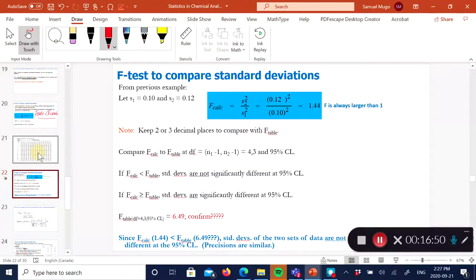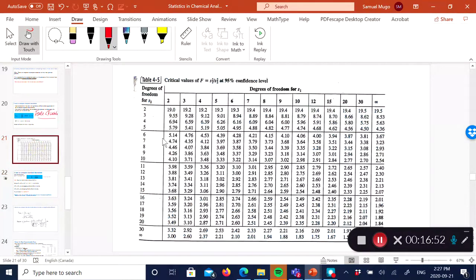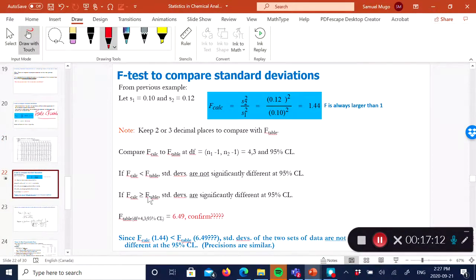So you come here and check the F that is calculated. The one at the top, it's 3. And the one at the bottom, it's 4. And so the F from the table is 6.59. And so here it is, 6.59.